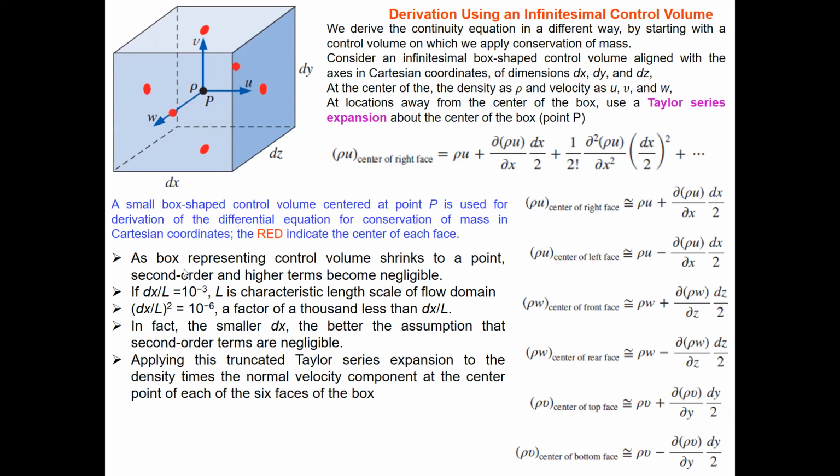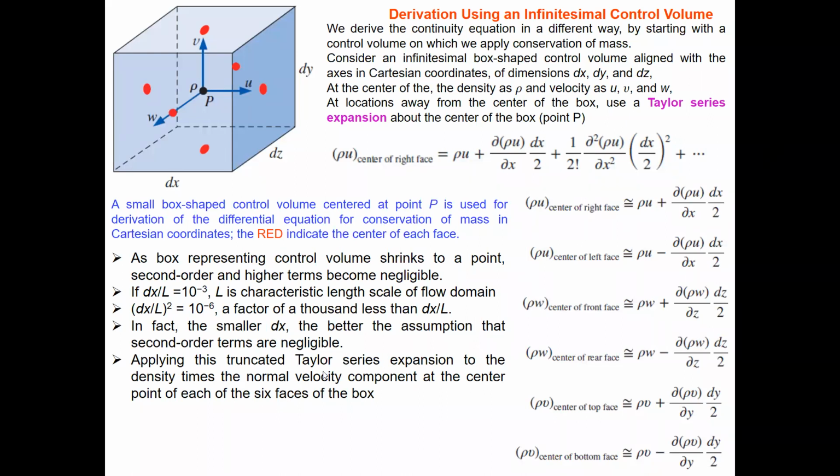There are 6 faces of the box representing the control volume, which shrinks to a point, maybe a second order differential equation, and higher terms are neglected. If the ratio dx by L is of the order of 10 to the power of minus 3, where L is the characteristic length scale of the domain, then (dx by L) squared, how much should it be? 10 to the power of minus 6. Compared to minus 3, if you take the second order, it becomes 10 to the power of minus 6, a factor of almost 1000 times less than dx by L. Which means, if dx is very small, the assumption is better. That is, the second order terms are negligible.